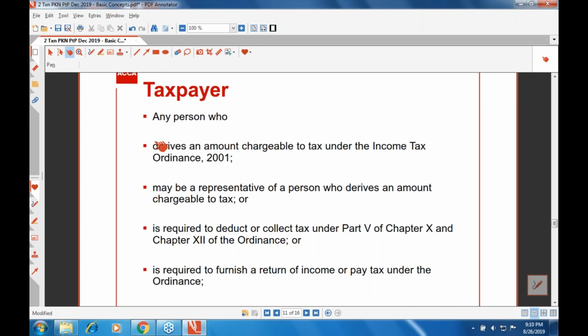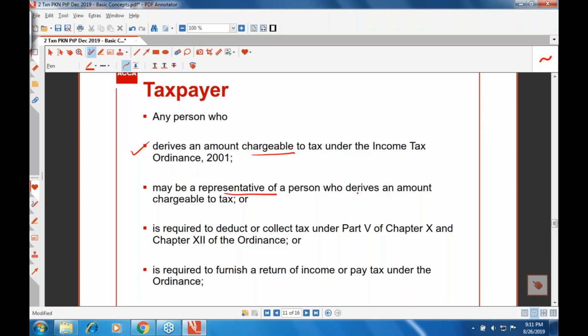Why? Because there is a definition of taxpayer. For example, it says any person who derives an amount chargeable to tax under the Income Tax Ordinance 2001. So if you have any income which is subject to tax, you will be considered a taxpayer. Even if you are not paying tax to the government, even if you are not filing your return, you will still be considered a taxpayer.